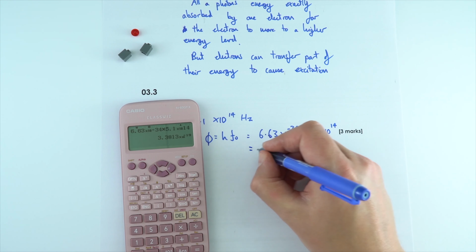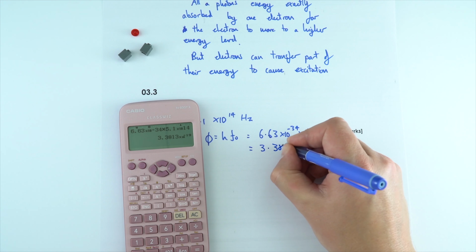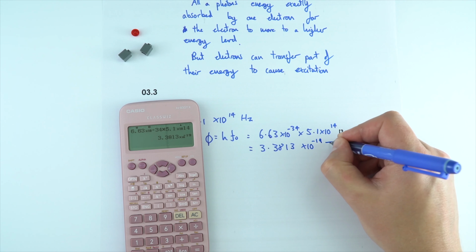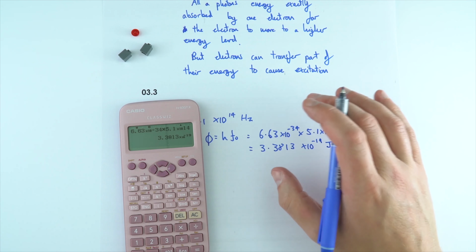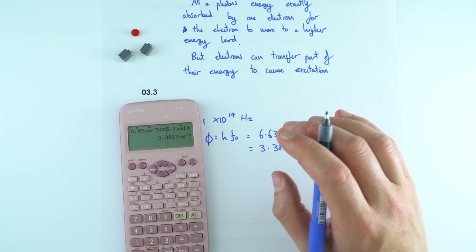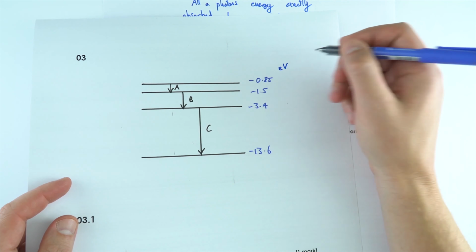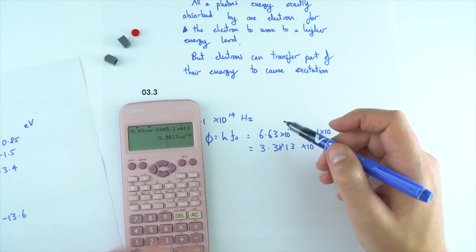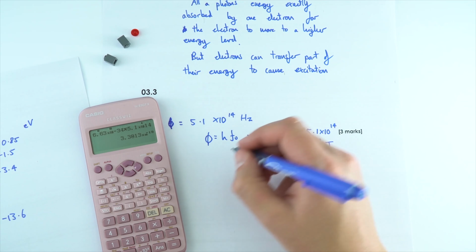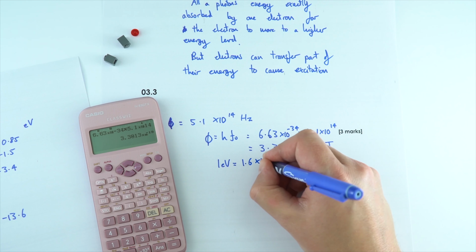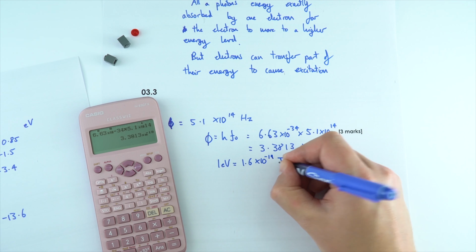And this gives an answer equal to 3.3813 times 10 to the minus 19 joules. Now, on the previous question, it had the energy levels given in electron volts. And what we therefore need to do is convert from joules to electron volts. Not forgetting, of course, that 1 electron volt is equal to 1.6 times 10 to the minus 19 joules.